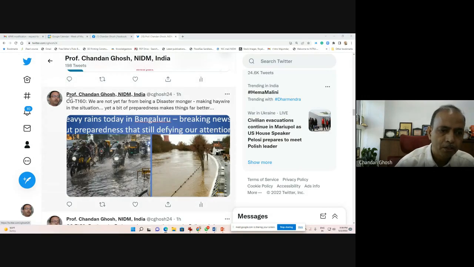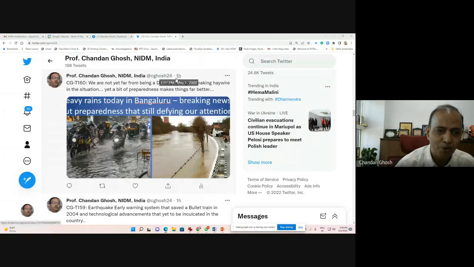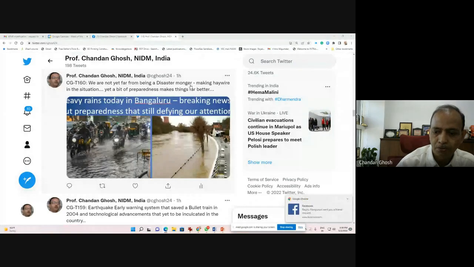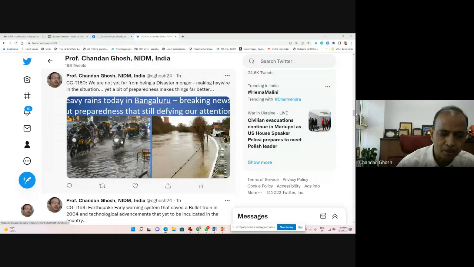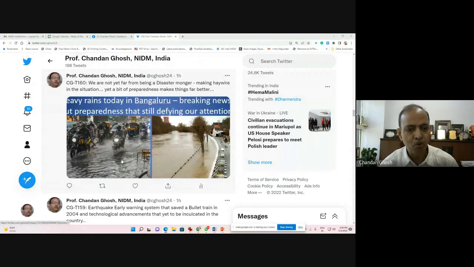And then another thing, again from today, just 1 hour before, as I said, we are not yet far from being disaster mongers, making haywire in the situation. Like today, newspaper highlights and all the breaking news is coming: Bangalore is raining. This is a live photograph taken from Bangalore, from the website. And yet a bit of preparedness makes things far better. So rain has come, so Bangalore is showing like this. This gets more publicity across the globe these days through social media.